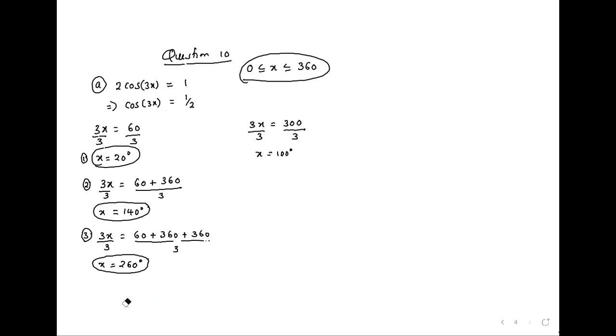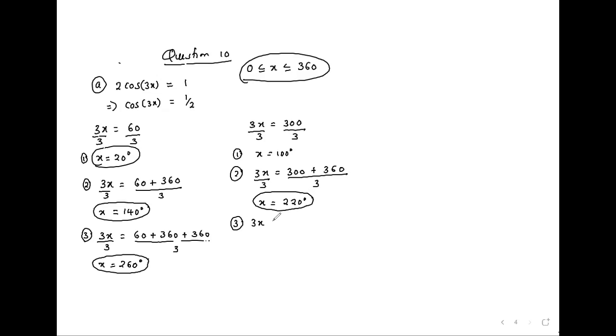So let's go to the part where there's 300. This was our first solution, and that's it. The second one is 3x is equal to 300 plus 360. Then we'll divide by 3. That is, x is equal to 300 plus 360, equal to 660, then divide by 3. So we'll get 220. Second solution.